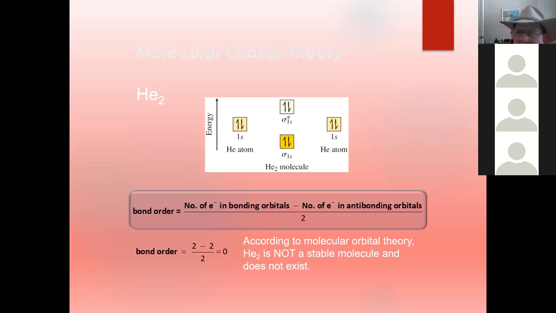If I go with helium, again, helium has a 1s atomic orbital. If I have 2 of these atoms together, each of them has a 1s atomic orbital. I make a sigma 1s bonding and a sigma 1s antibonding. I fill the electrons up. I get bonding electrons 2 minus antibonding 2. I get 0 divided by 2, a bond order of 0. He2 is not a stable molecule. It does not exist.